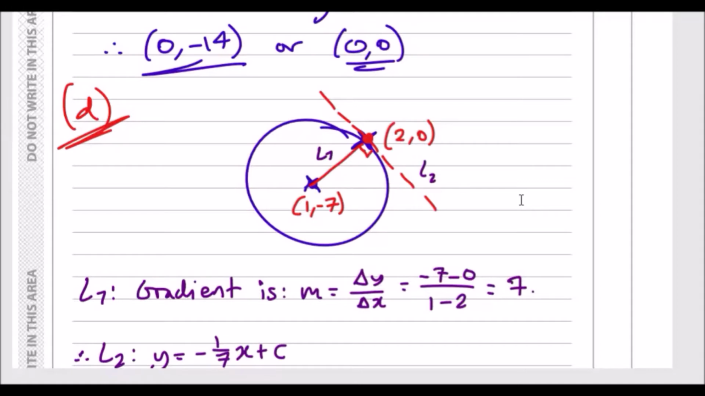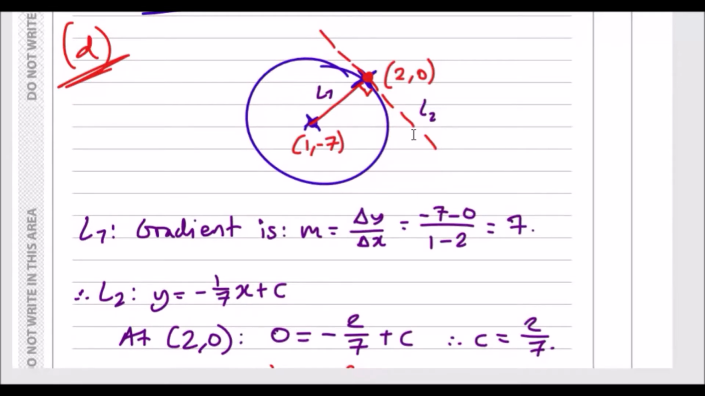So my tip: find the gradient of line L1, i.e. find the change in y over change in x, which is over here. For example, minus 7 take away 0 over 1 minus 2, and that should give us minus 7. That's the gradient of L1. That means the gradient of the line we want, L2, is going to be the perpendicular gradient. So take the reciprocal, 7 becomes 1 over 7, and then flip the sign, because remember, this is minus, so it becomes plus. And there we go.